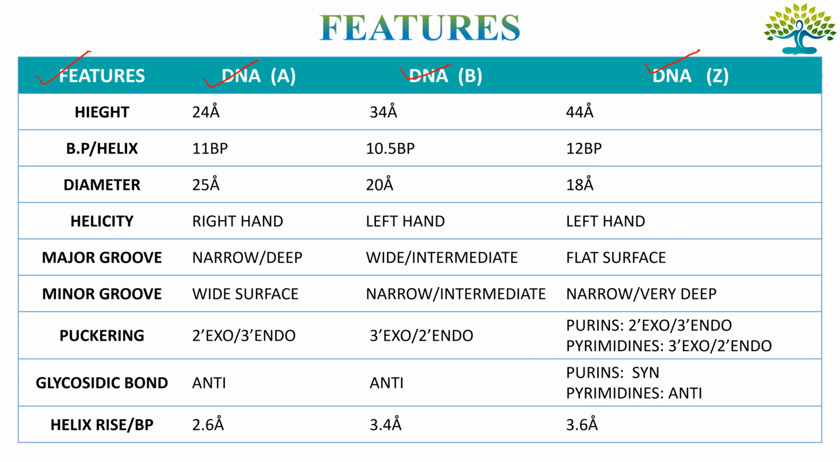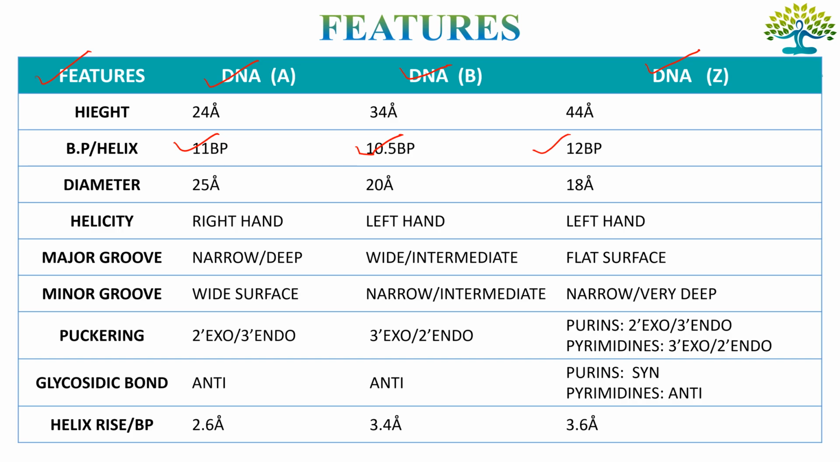Okay. Next is base pair per helix. So how many base pairs are present in a single helix? It is 11 base pairs in A form of DNA. There are 10.5 base pairs in B form. The 0.5 part goes into the next helix, which is why they have taken 10.5. Then for Z form, there are 12 base pairs.